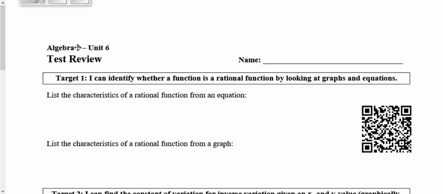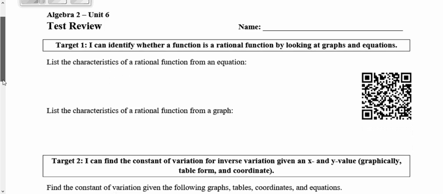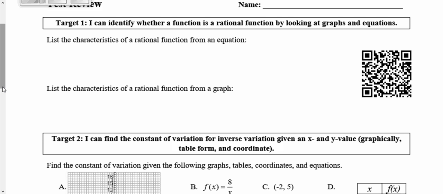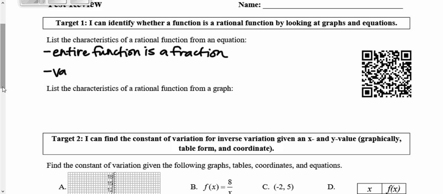All right, here we go with our Unit 6 test review. So starting with Target 1, remember Target 1 is being able to identify a rational function from a graph or equation. So from an equation, we're looking for two things. You have the entire function is a fraction, and within that fraction, what's most important is that you have a variable like x in the denominator.